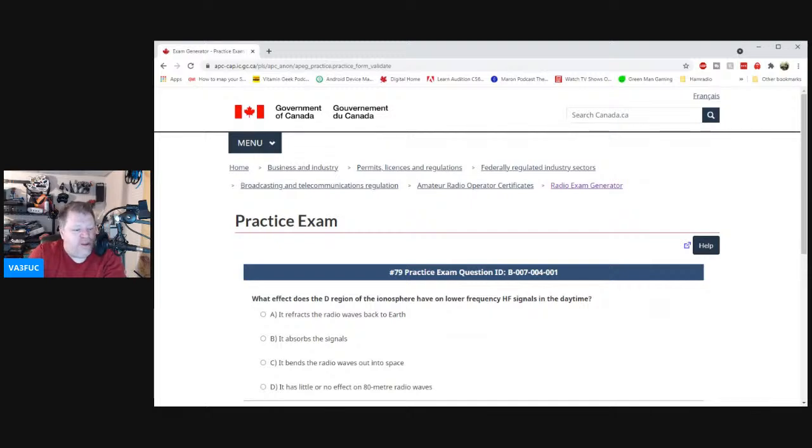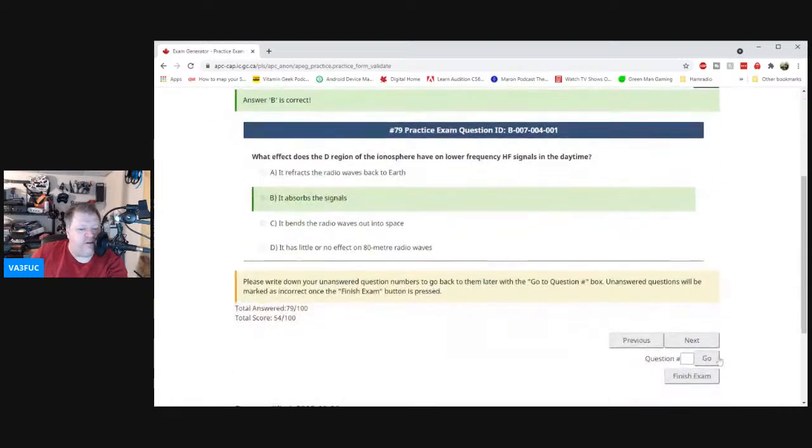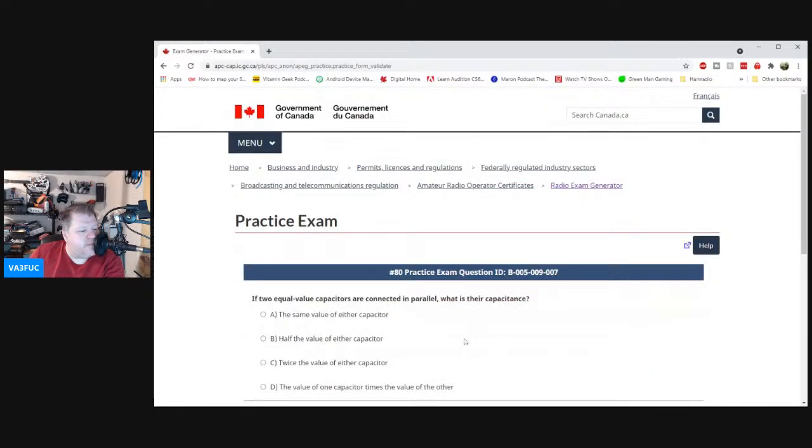What effect does the D region of the ionosphere have on lower frequencies in the daytime? If I remember right, I believe it absorbs the signal. Yeah, absorbs signal. If two equal value capacitors are connected in parallel, what is their capacitance? The same value of each capacitor? Half that value of each capacitor, twice the value of each capacitor, or the value of one capacitor times the value of the other. I believe the value becomes twice the value of each capacitor.